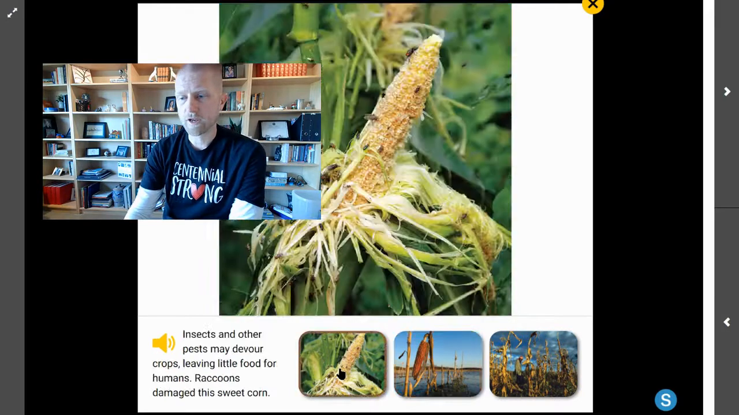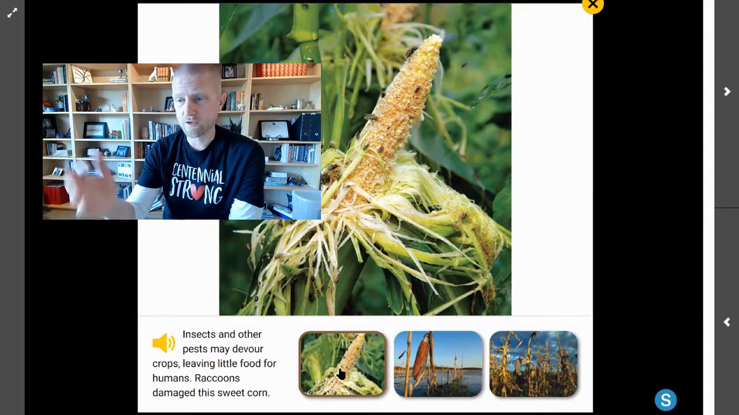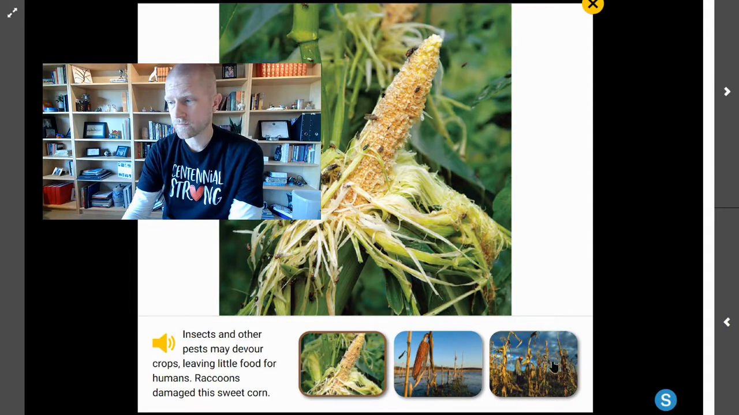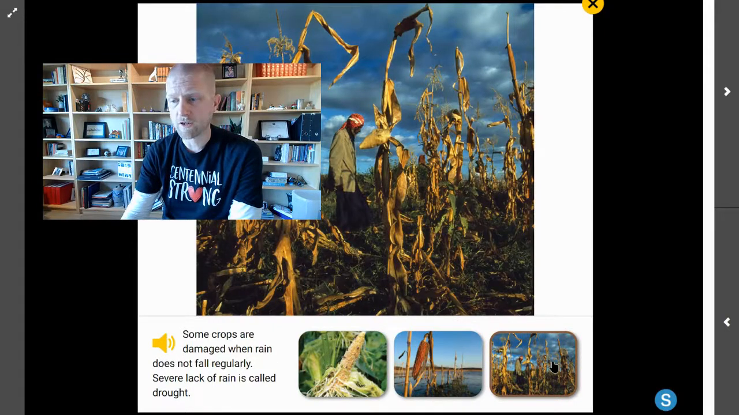In low-lying areas, frequent floods are going to cause problems for the plants. Insects and other pests may devour crops, leaving little food for humans. Raccoons damage this sweet corn. Or in this situation, some crops are damaged when rain does not fall regularly. The severe lack of rain is called a drought.